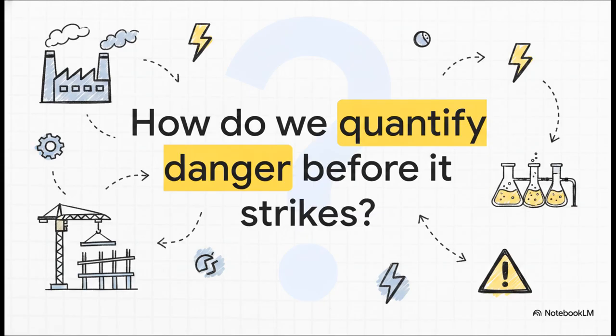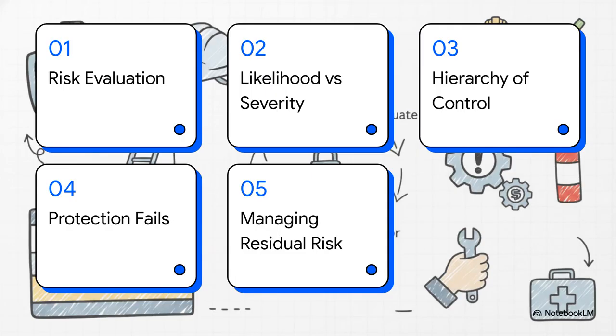Think about it. How do safety professionals look at a massive factory, a crazy busy construction site, or a volatile chemical plant, and somehow put a concrete number on all those invisible threats surrounding us? Okay, let's dive into this.